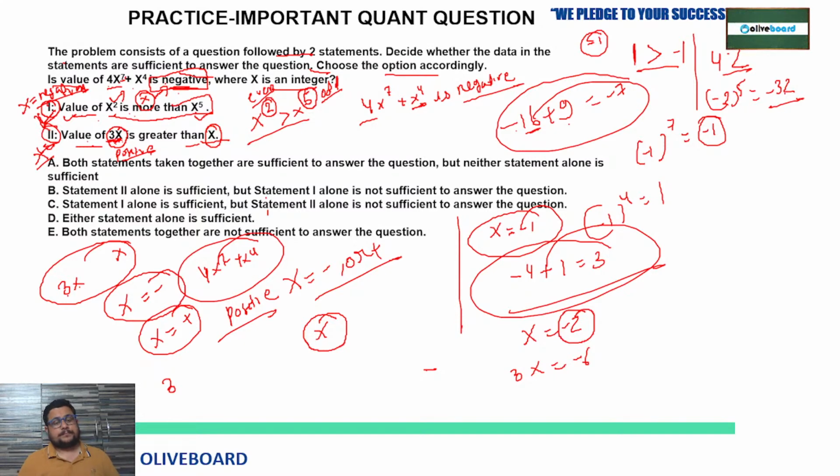Remember that. So either the first or the second, any one of these you can choose will give you the answer. Both are giving different answers, but we are able to get our answer. Tell me first. So option D, either statement alone is sufficient. Option D is going to be the answer. Either statement alone is sufficient, either one or two. Hope it is clear.